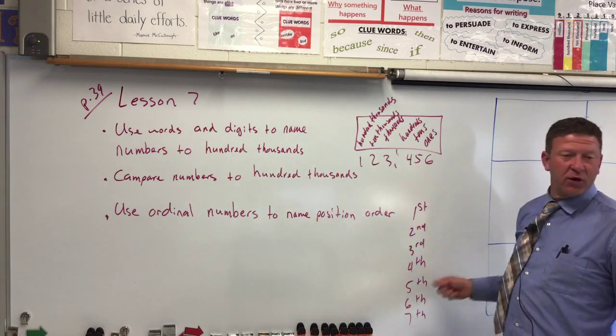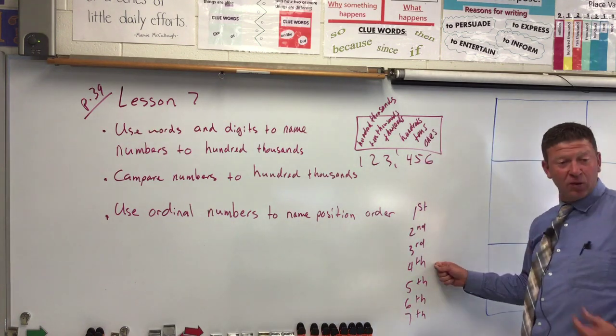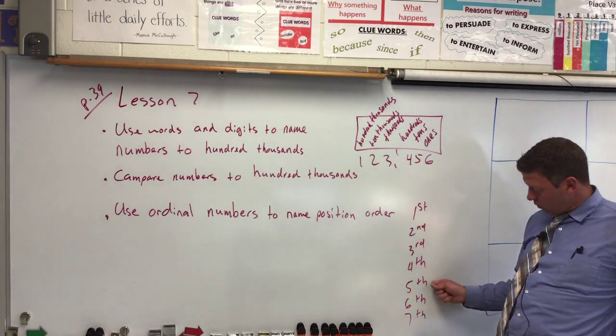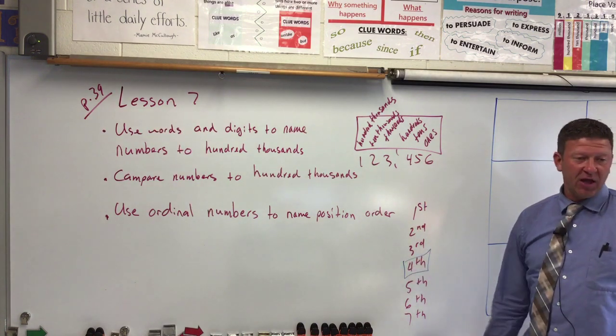We'll take a look at how we use those when we're saying, hey, we're in line for a movie and we're in 4th place. How many people are in front of us? Well, 1, 2, 3. And how many people are after us? Well, 1, 2, 3, because I was in 4th place.